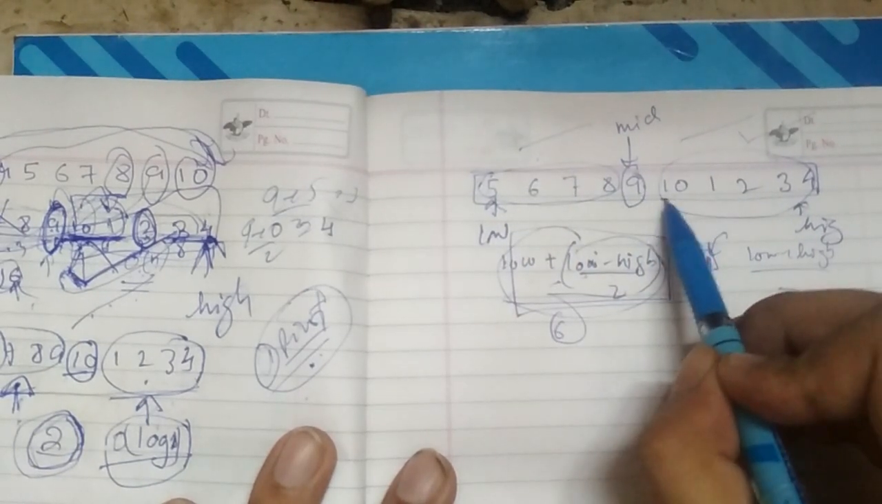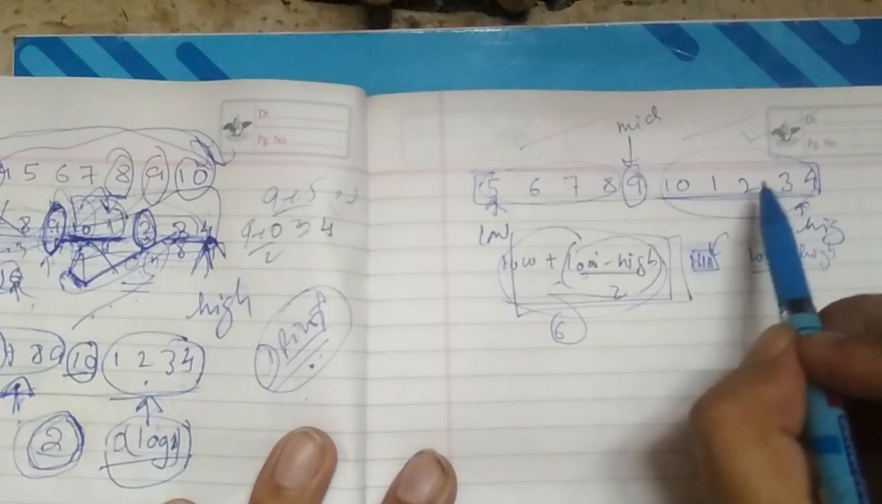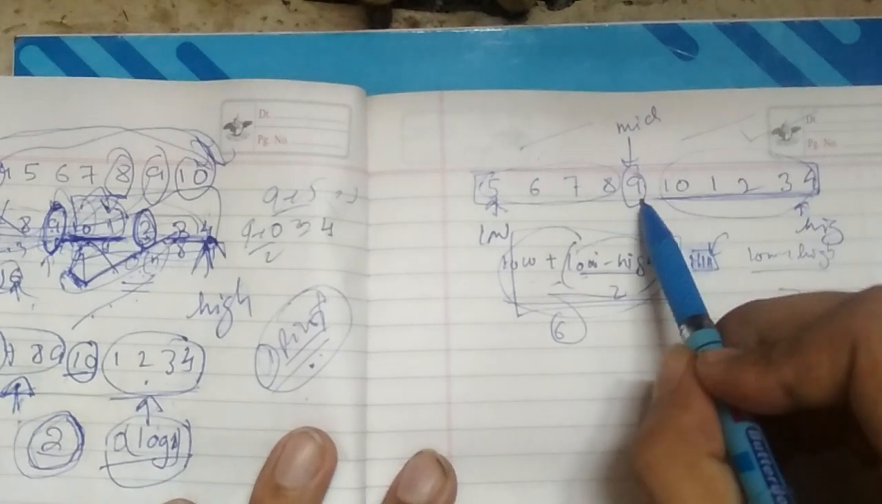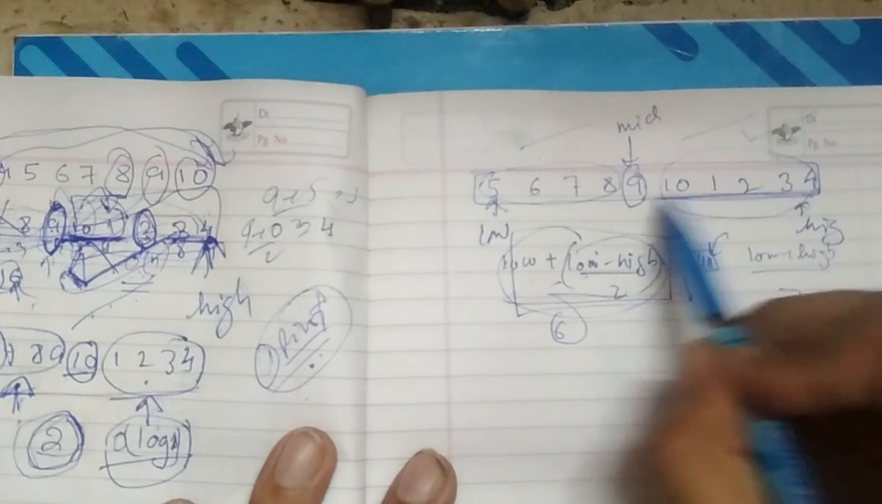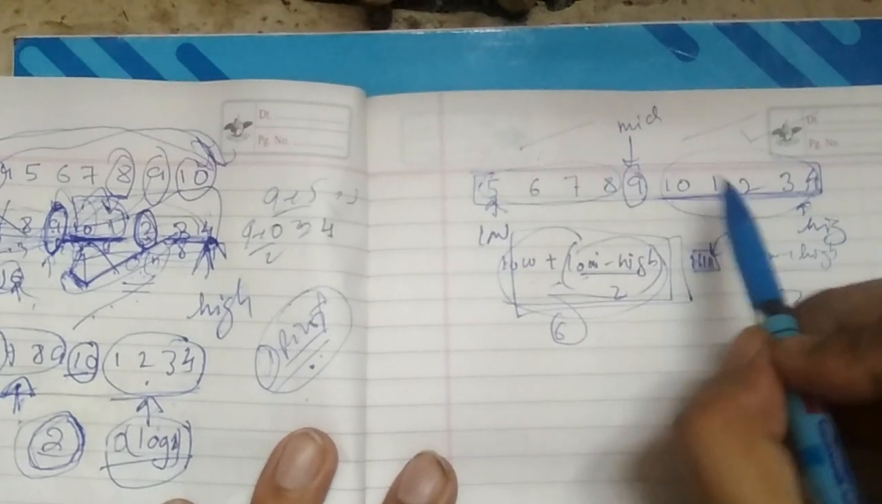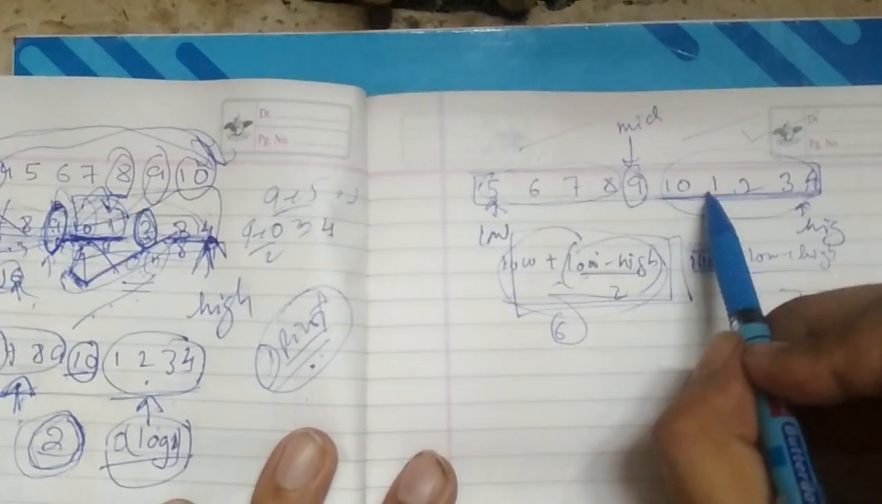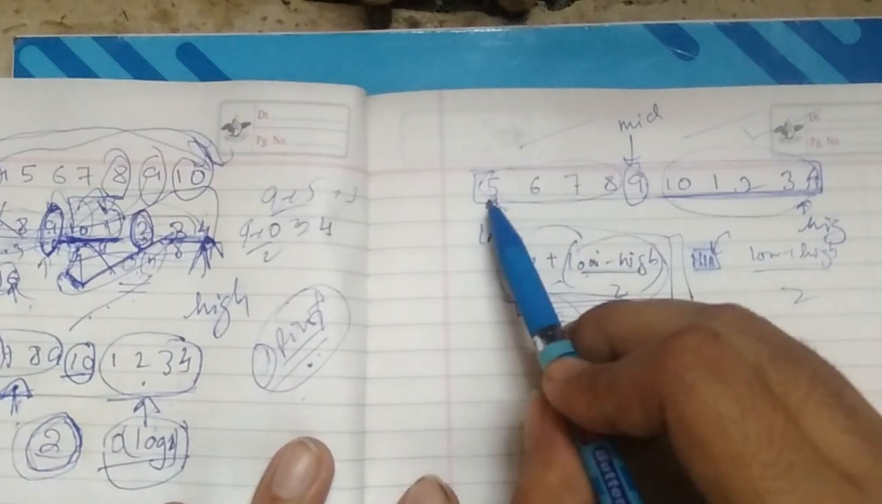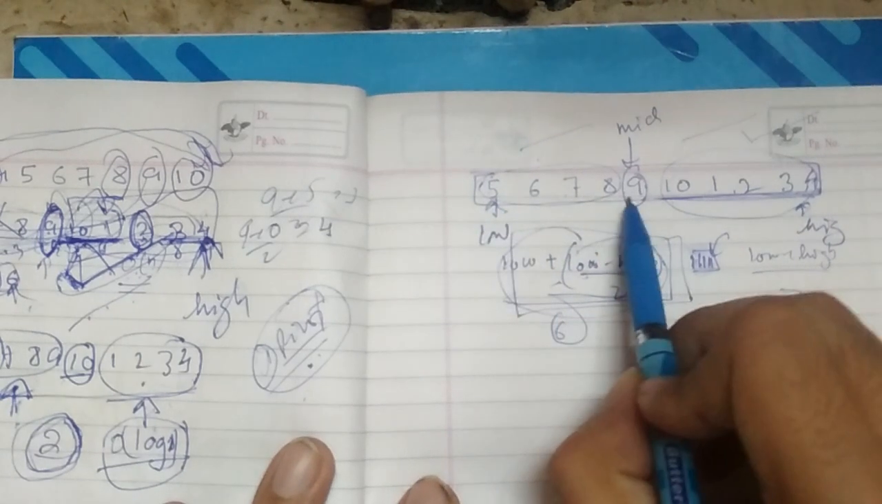For example, we check in this half. It is not strictly increasing, 9 to 4. It is decreasing. 9 is greater than 4. So it is decreasing in this half. So we will reject this half and we will check for the half which is strictly increasing, sorry. So this half is strictly increasing, 5 to 9.